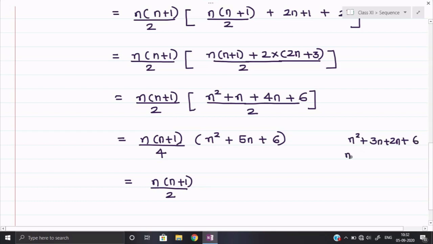So here, from here I can take n common, so remaining is n plus 3, and from here I can take 2 common, remaining is again n plus 3. So see, n square plus 5n plus 6 I can write down as (n plus 2) into (n plus 3). So this is looking more proper as compared to the previous one. So this will be the sum of again given n terms of the sequences.